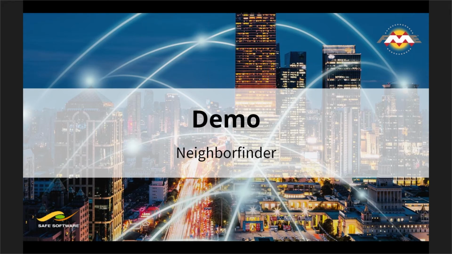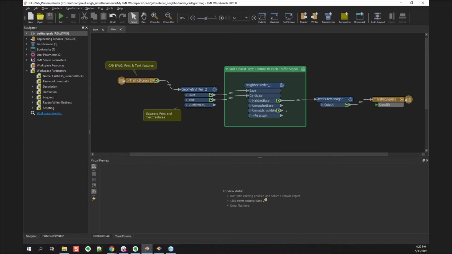So I'll switch over to FME Workbench here to take a look at how we can use the NeighborFinder to attach text attributes to features in a CAD drawing. So let me make the switch here. I have a workspace prepared here. I've already run it and I've enabled feature caching here so that we can inspect the data as we go along.